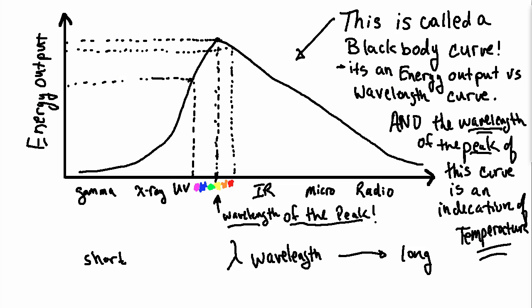So the general rule is wherever the peak occurs, it tells you about temperature, and objects who have a peak at shorter wavelengths will be hotter, and objects that have a peak energy output at longer wavelengths will be cooler. And so we will investigate that next.